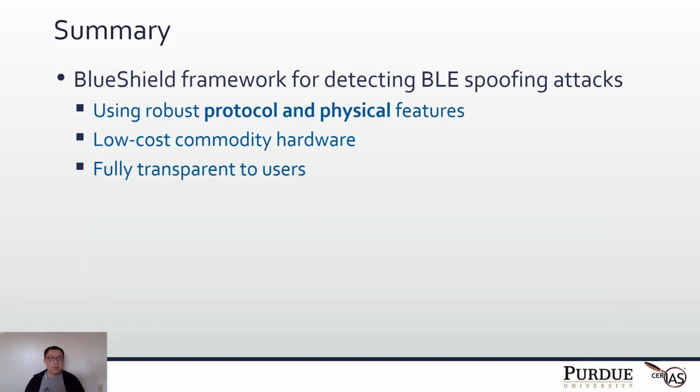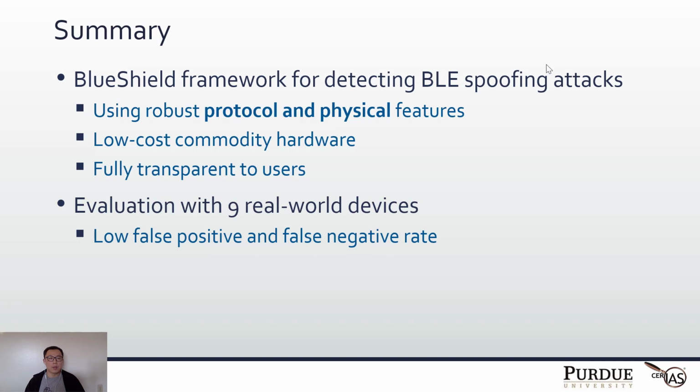To sum up, we propose BlueShield, a framework for detecting BLE spoofing attacks. It uses robust protocol and physical features. It is implemented with low-cost commodity hardware, and it is fully transparent to users. We evaluate BlueShield with 9 real-world devices, and our evaluation shows that BlueShield has a low false positive rate and a low false negative rate. We open source BlueShield on GitHub.